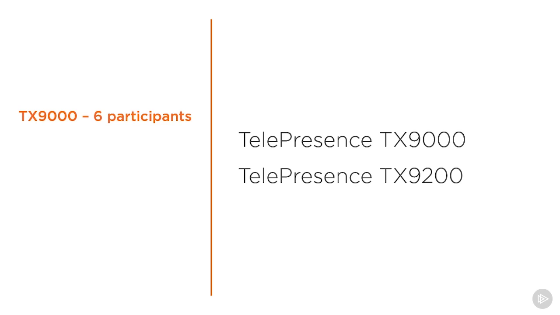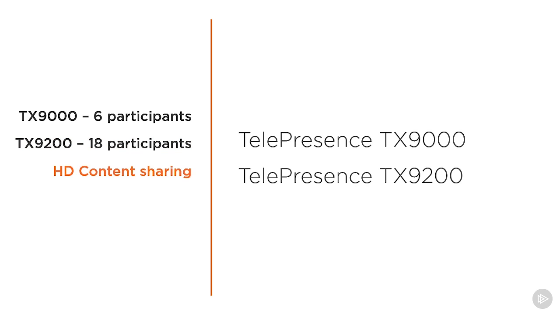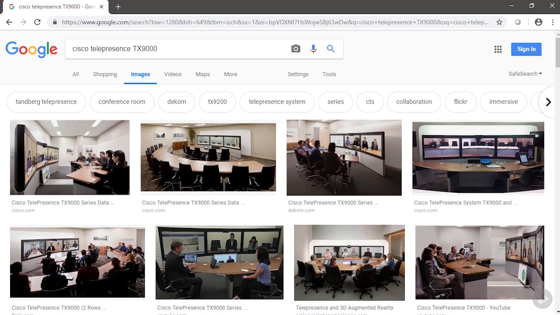Next, we've got the TelePresence TX 9000 and 9200 series. These are the bad mamma jammas. We can have up to 6 participants in the TX 9000, and with the TX 9200, we can have 18 participants. Both of these support high-definition content sharing, and both of them are fully immersive. These products provide the real deal, full-blown telepresence experience. We can see some pictures of the product when we do a Google search of Cisco TelePresence TX 9000. These are the full-room telepresence products that are in boardrooms, newsrooms, television stations, classrooms, universities, all over the world.